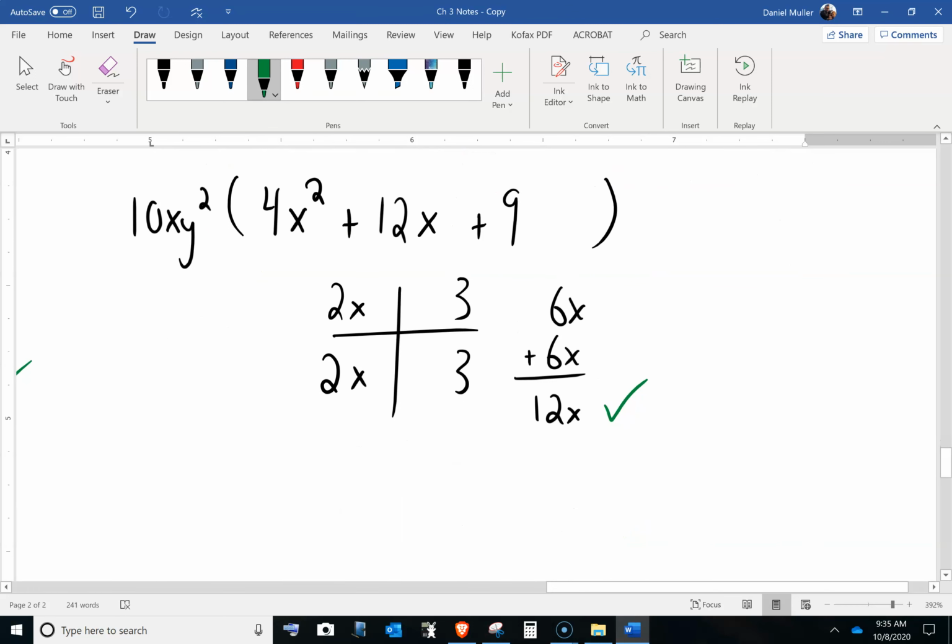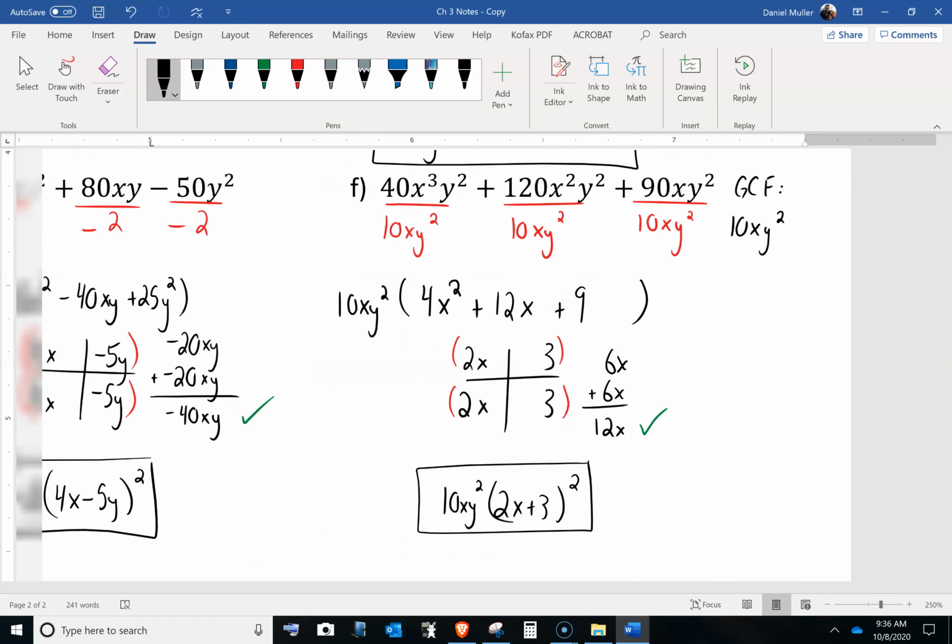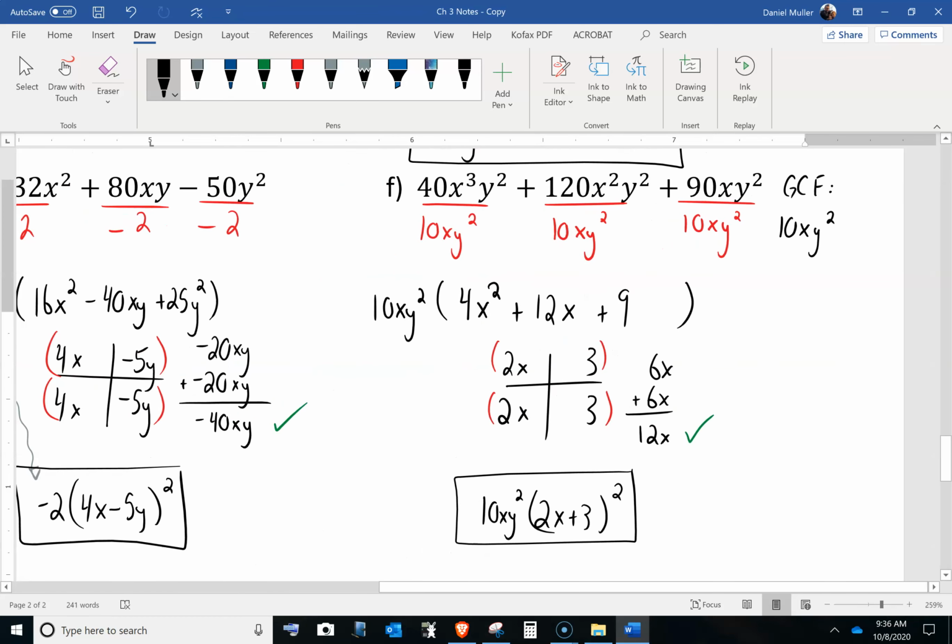And so these are the same, 2x plus 3 and a 2x plus 3, so that's a 2x plus 3 all squared. And of course I need that 10xy squared that's out in front. Okay, so that is F, and I will go on to the next one.